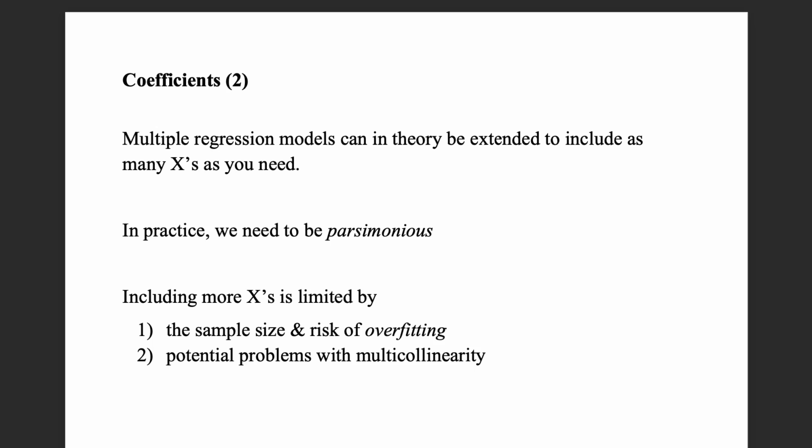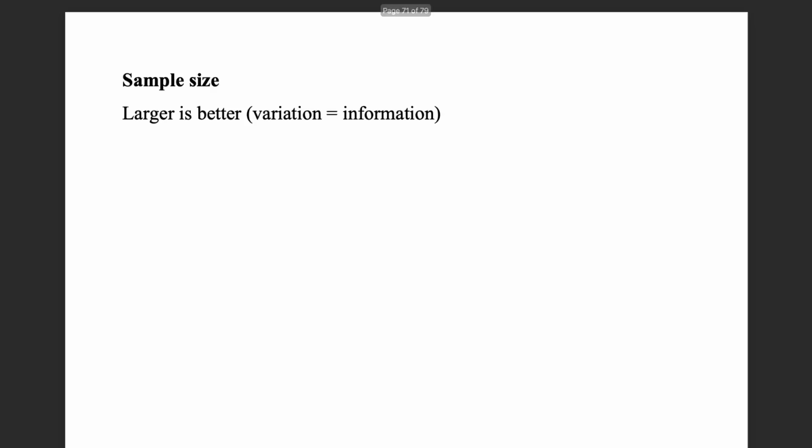So the number of X variables that we really can include is limited by these two factors, basically the sample size and the potential for multicollinearity. If you're talking about sample size, well, we're doing statistical research, so more is always better. More variation, more cases, more observations means that we have more information, and the more information we have, the better our statistics work, the more reliable they become, basically.